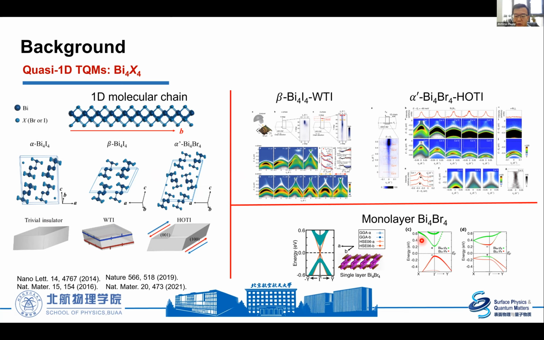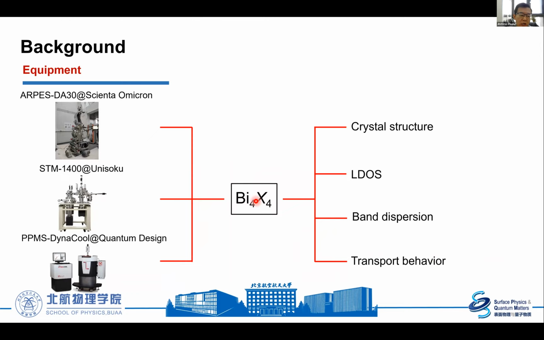And the possible observation of Coulomb spin Hall, in fact, at room temperature. That's based on the above background. We just use the equipment in our lab, the APAS from Omicron, the STM from Unisoku, the PPMS from Quantum Design to investigate the crystal structures, electronic structure, and the transport properties of the Bismuth Halides system. First, we want to do the investigation of the topological properties of the monolayer case.